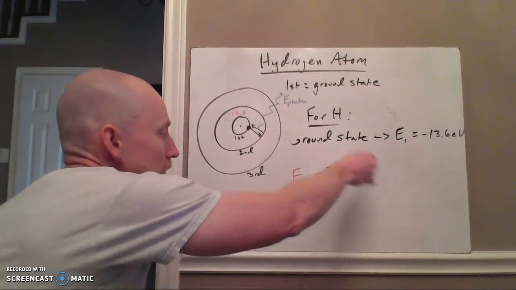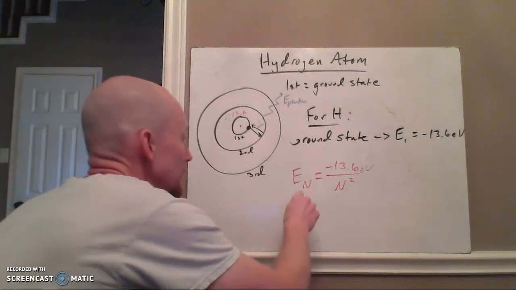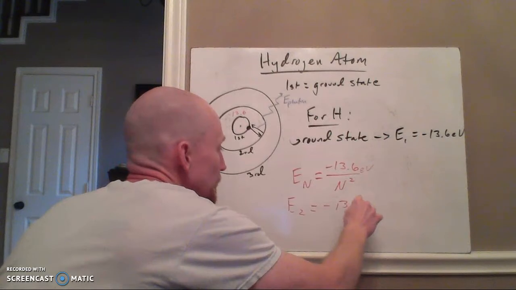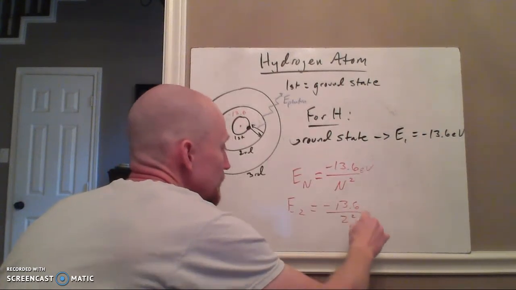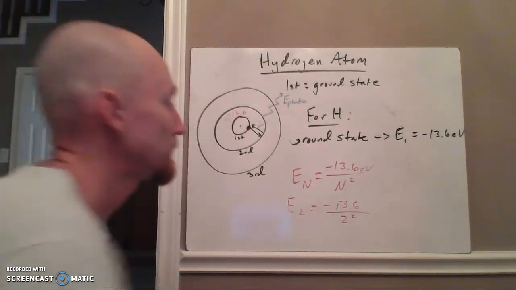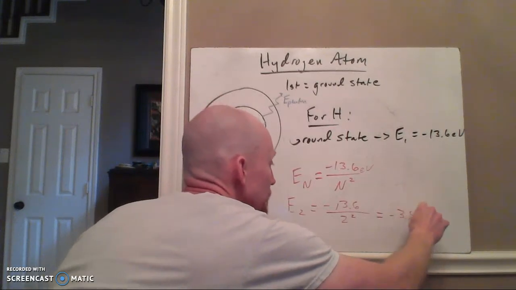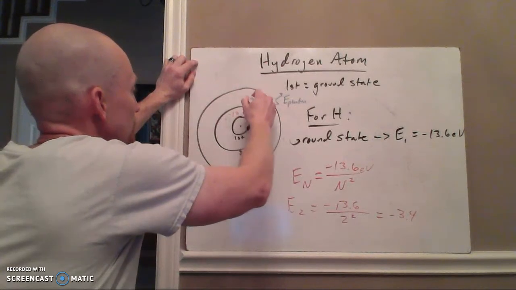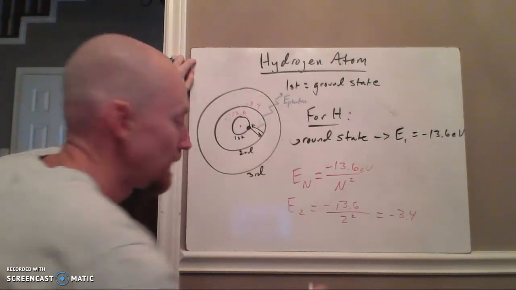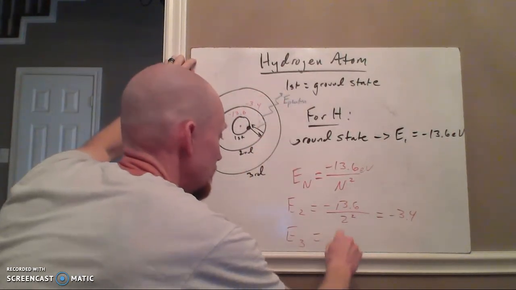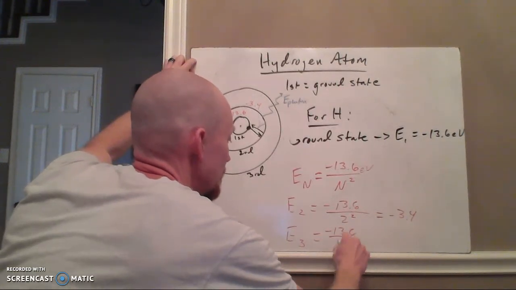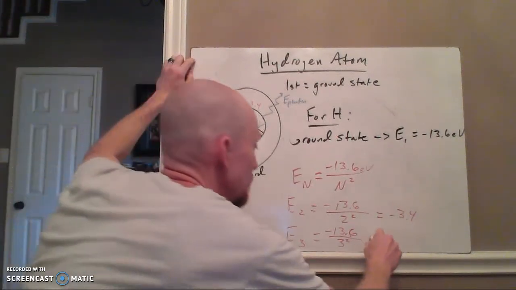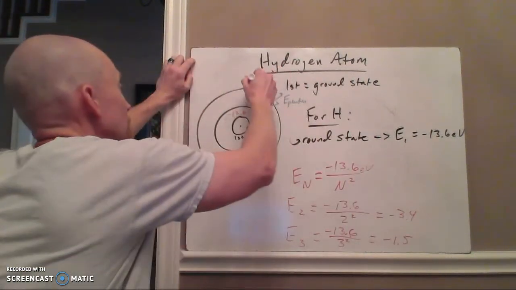This is the relationship here. So if you want to know the second, E2, that'd be negative 13.6 divided by 2 squared, okay, which is going to be negative 3.4. So for E2, the second, negative 3.4. For the energy level of the third, negative 13.6 divided by 3 squared, which is 9, okay, and you end up with negative 1.5.